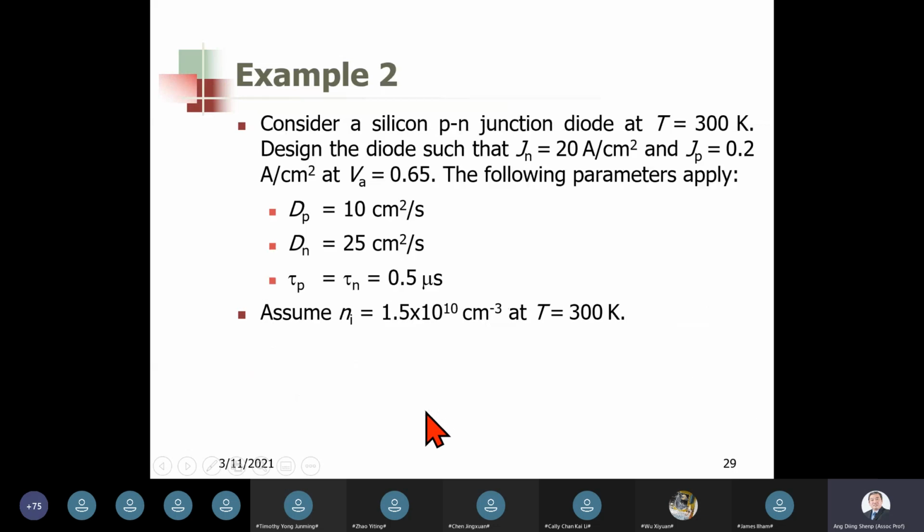All right, so let's look at the second example. Consider a silicon PN junction diode at 300K. Design the diode such that Jn is 20 ampere per cm square and Jp is 0.2 ampere per cm square. These two currents refer to the minority carrier diffusion current at the depletion edges. By adding the two, we get the total diode current. So you're asked to determine the doping concentration of the diode such that we have Jn as this value and Jp as this value.